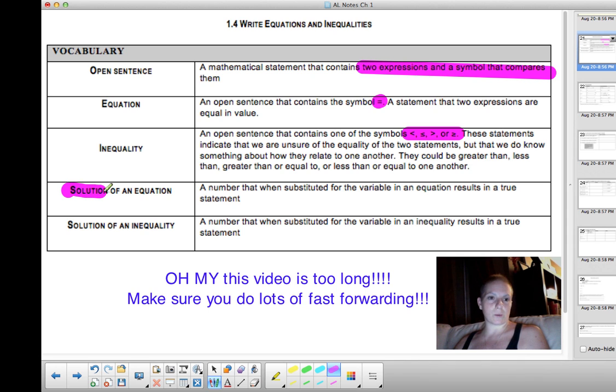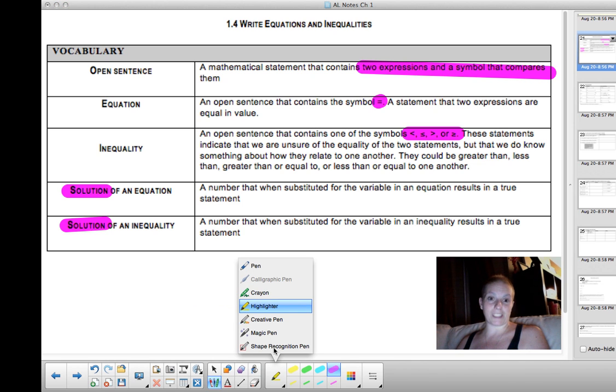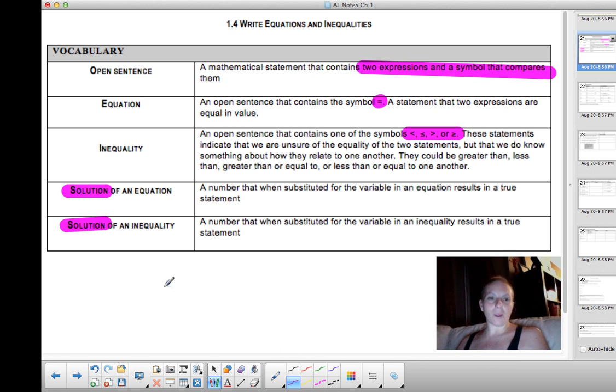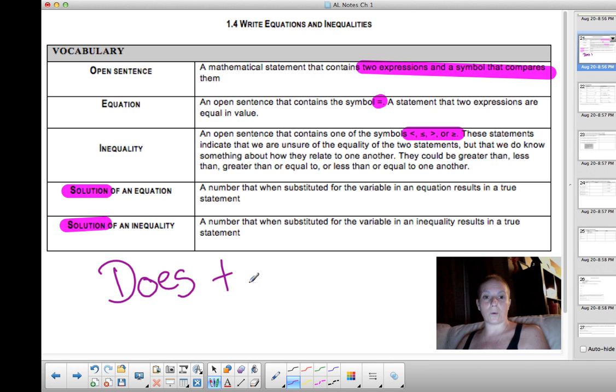I love this word solution because we're going to see it a lot this year. The first place is right here with equations and inequalities. And one of the things that I will probably say more than once, and we should definitely put into our notes right away, is the fact that when we see that word solution, I'm going to ask you a lot of times, does the value work?